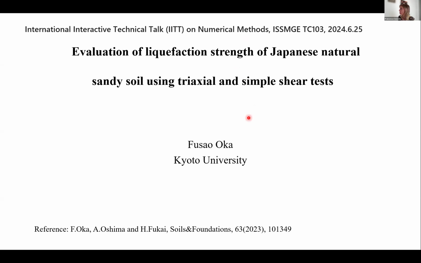Okay, keep going. This time I'd like to talk about the evaluation of liquefaction strength of Japanese natural sandy soil by using two testing methods, triaxial and simple shear tests. This topic is closely related to the determination of parameters of constitutive models.